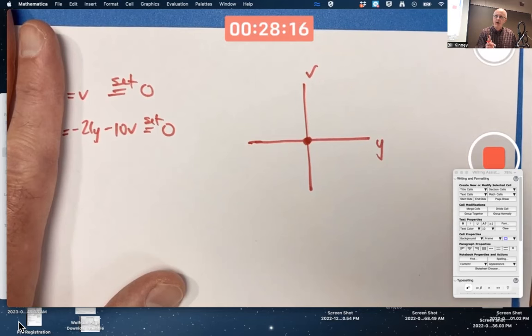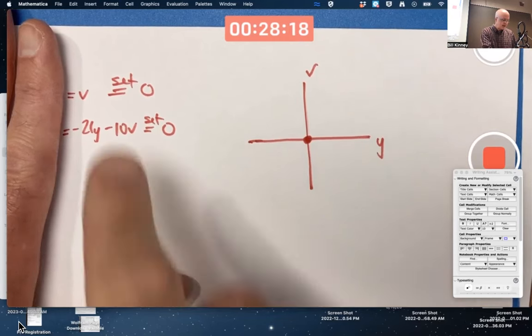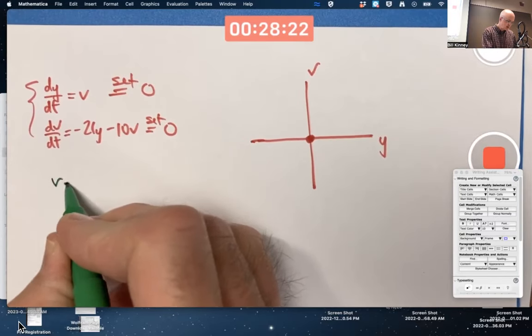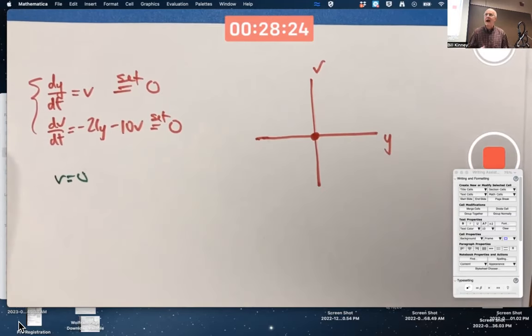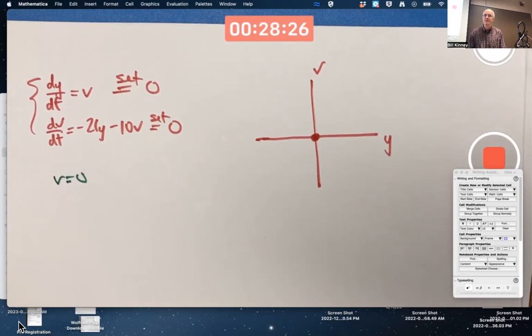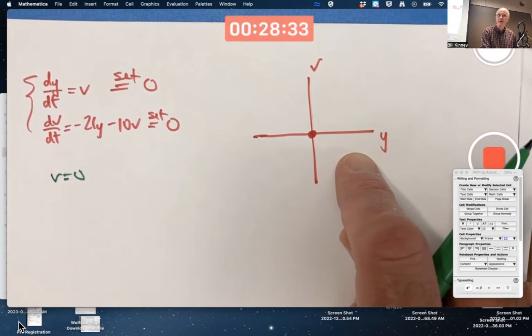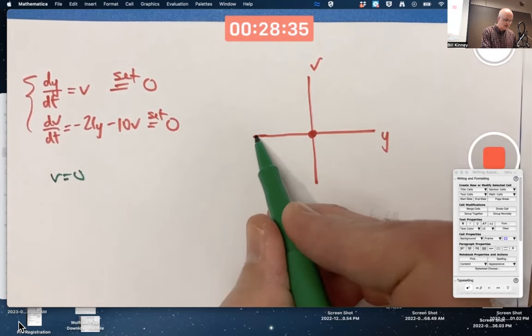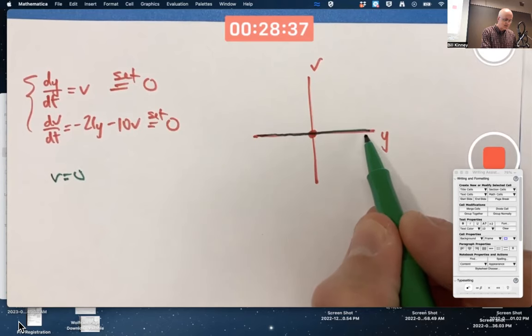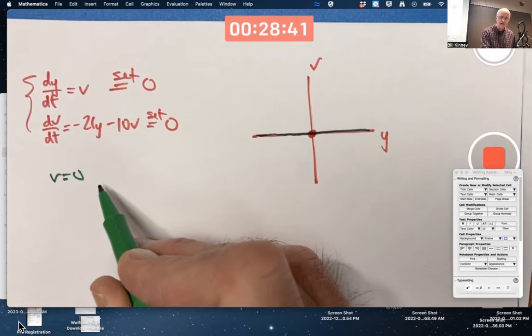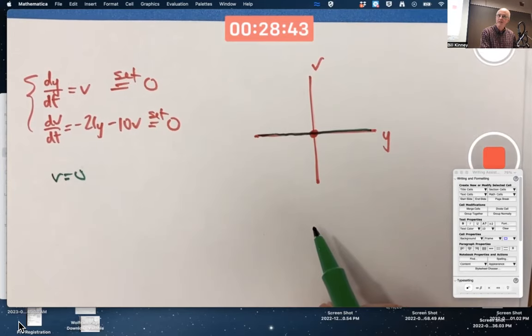With nullclines, though, we can just think about each equation individually. V equals 0 does define a line in this yv plane. What line? Where is v equal to 0? On the horizontal axis. That's where v is 0. This horizontal axis, the y-axis, y is horizontal here, is where v is 0, because v is the second coordinate.